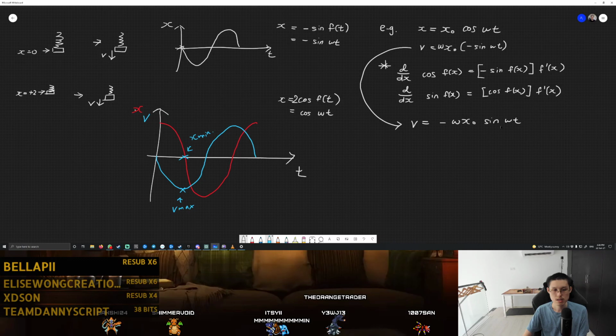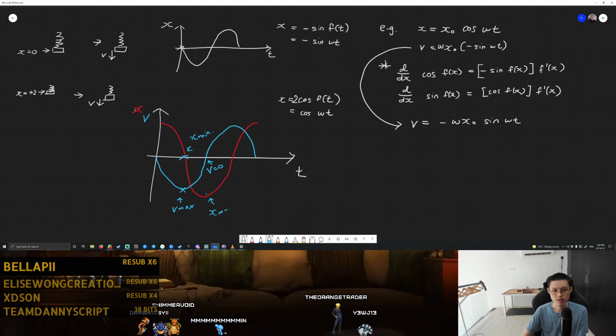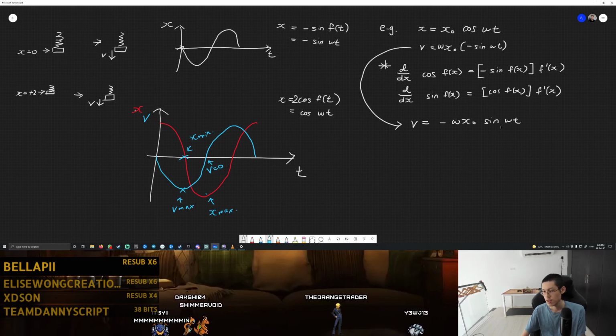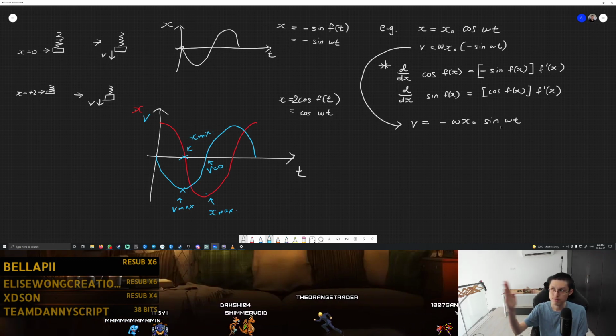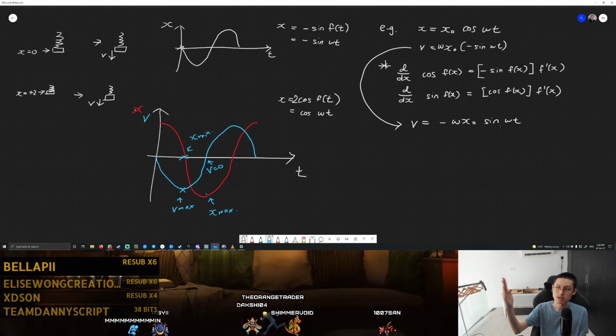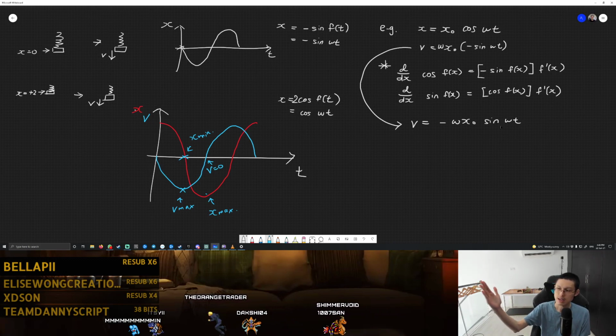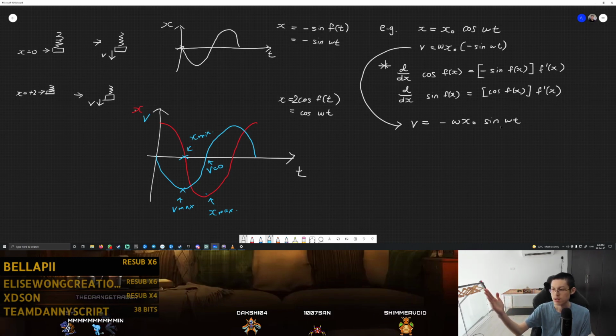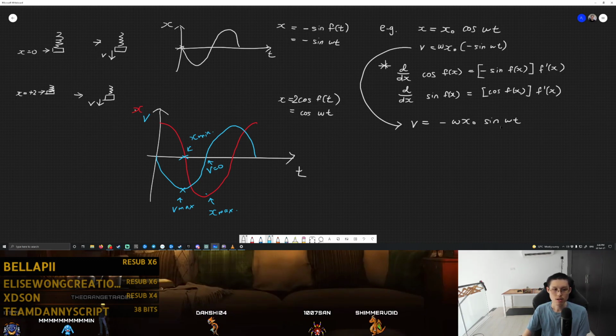Similarly, when my velocity is 0 over here, so v is 0, my displacement is some maximum value. Which makes sense, because when something oscillates and it reaches the highest point or the lowest point, it has to stop before it can go in the other direction. So when it stops, the velocity should be 0. So you see when your displacement is some maximum value, the velocity is always going to be 0.